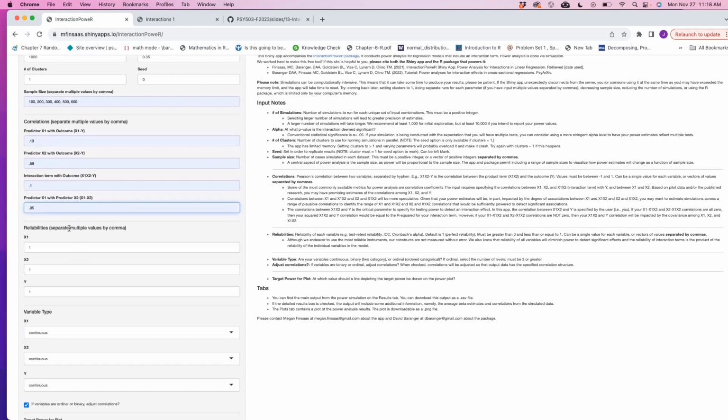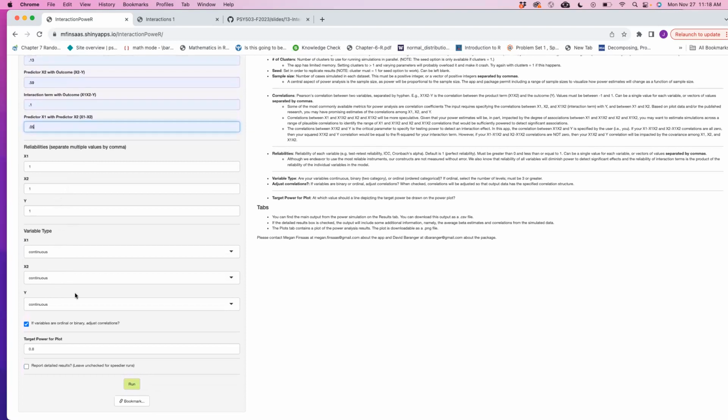We can put that in here. Reliabilities, you don't really need to worry about. What's cool here is you can actually set the variable type. So here we're just using continuous by continuous, but you can change the Y variable to be binary, right? If you're looking at logistic regressions. Or you can change your X or your moderator variable to be binary here.